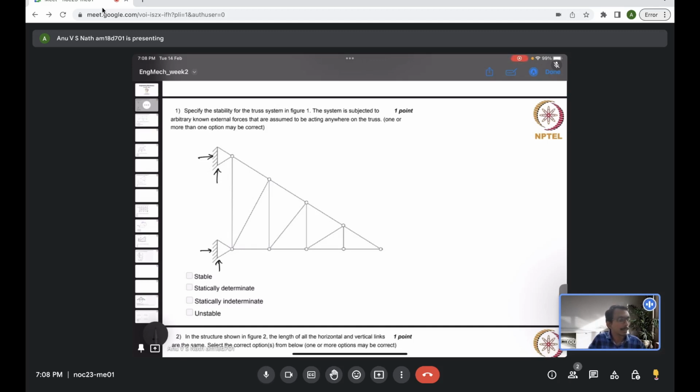First of all, we'll count the number of links. How many links does it have? 1, 2, 3, 4, 5, 6, 7, 8, 9, 10, 11, 12, 13, 14, 15. So it has 15 links. Number of joints: 1, 2, 3, 4, 5, 6, 7, 8, 9. If anyone notices any mistake, please inform me, otherwise I will be doing wrong things.